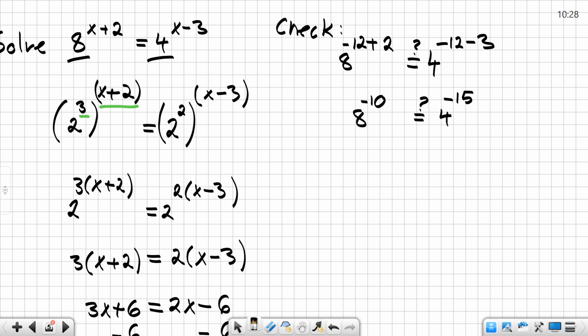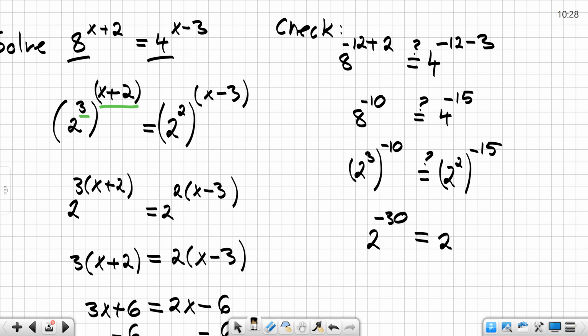Now, I can do a similar trick as before. 8 was the same thing as 2 cubed, because I really do not want to take out my calculator right here. 4 is the same thing as 2 squared. And now I'm doing the same thing as before. I use the properties of exponents. 3 times a negative 10 is a negative 30. And this is in fact the same thing as 2 raised to the 2 times negative 15, which is negative 30 as well. It is always a great idea to check your answers.